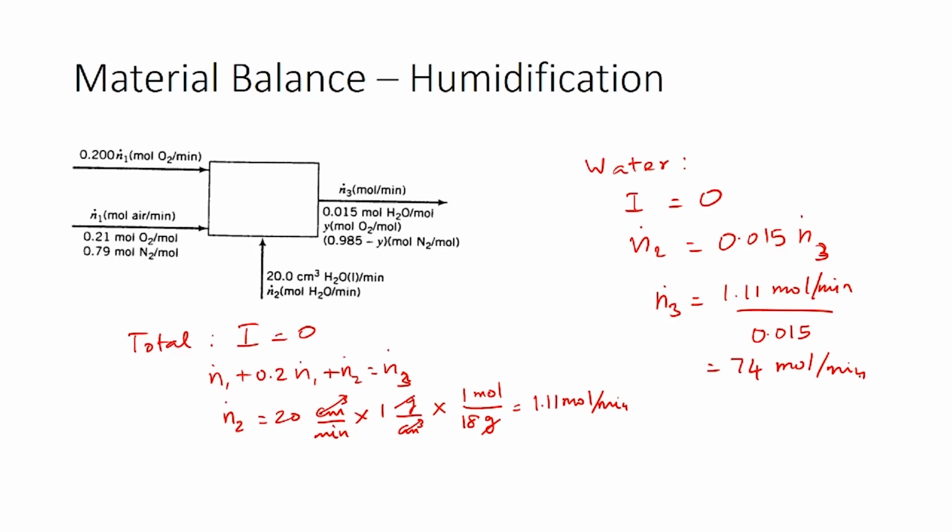What balance can we write to do that? The total molar flow rate of the product stream has been calculated to be 74 moles per minute, indicating that 74 moles of humid air leaves the system per minute. We still need to calculate the molar flow rate of air and the oxygen which is entering the system. This we can do by substituting N2 and N3 in the first equation, which is the total balance equation.